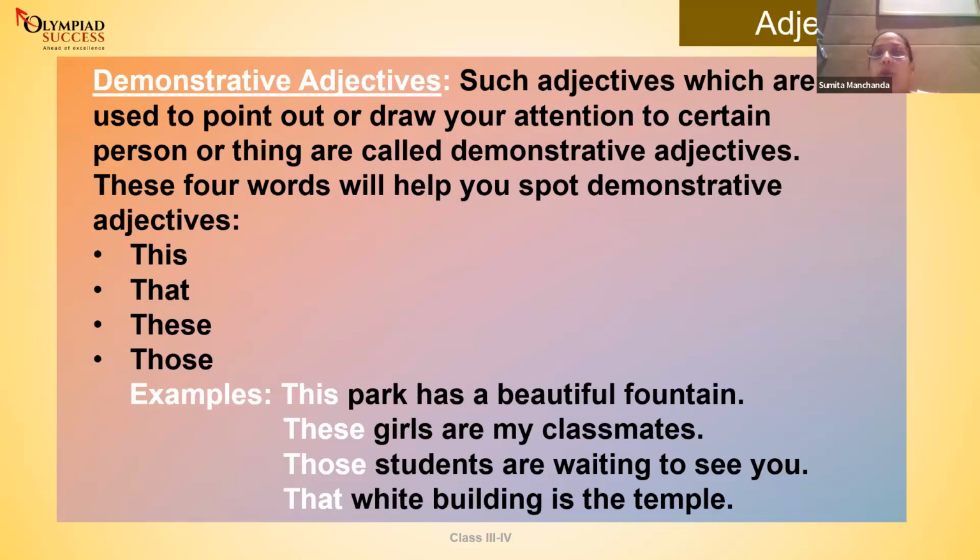So children, when we talk about demonstrative adjective, we point towards certain person or thing, using only these four words: this, that, these, those. This and that we use for singular things. These and those we use for plural things. This we use for anything kept close to me. That we use for anything kept far away from me. These we use when many things are kept close to me, and those we use when many things are kept far away from me. Now I'm going to read all the four examples.